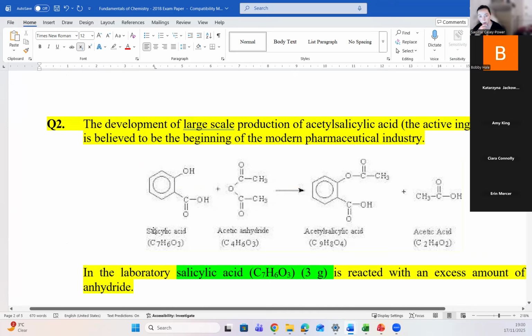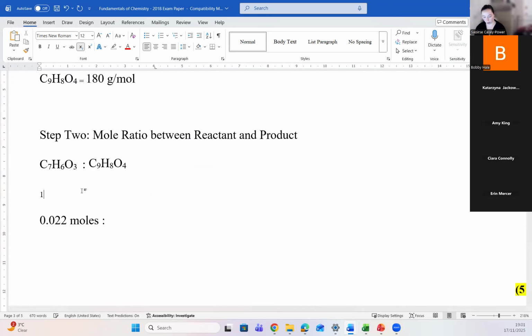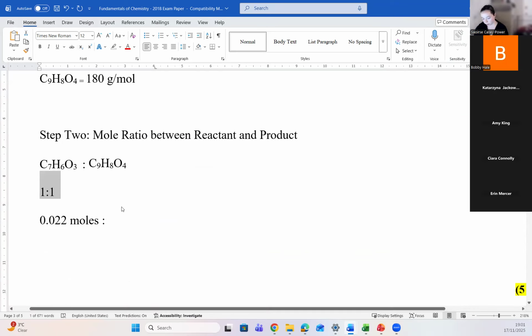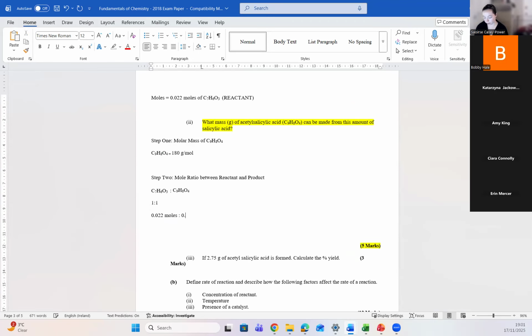So 1 mole of salicylic acid will form 1 mole of your product. That's our mole ratio, 1:1. So if that's the case, it'll be the same. We form 0.022 moles of our product. That's how many moles we form. It's a 1:1 reaction, so if we only use up 0.022 moles of reactant, we'll only form 0.022 moles of our product.